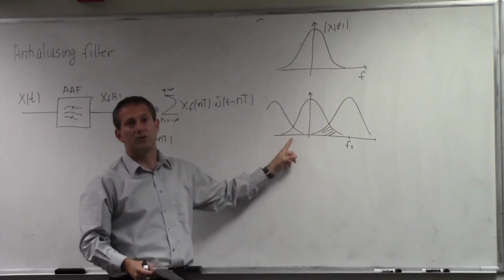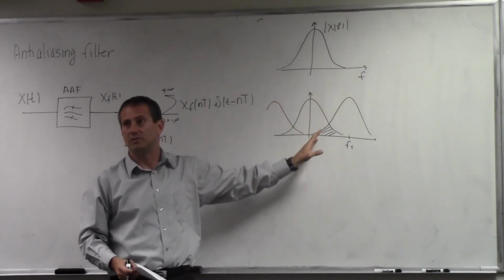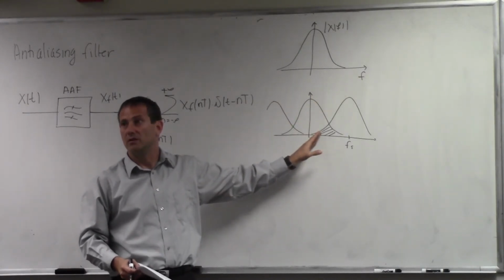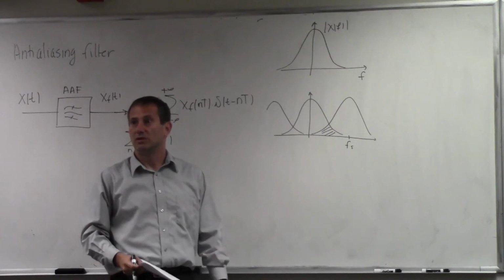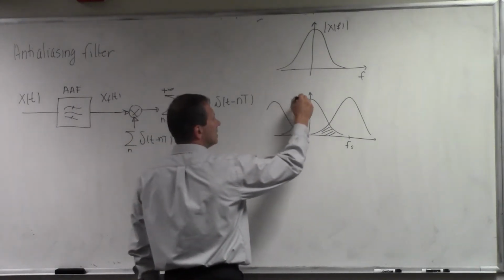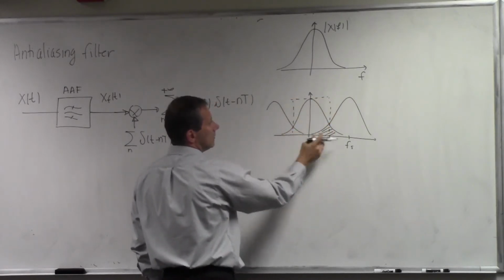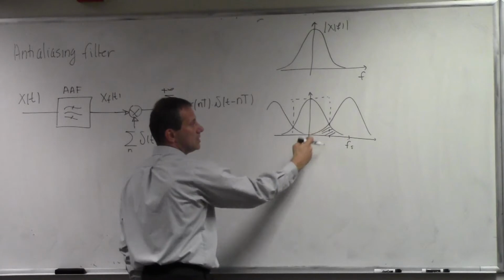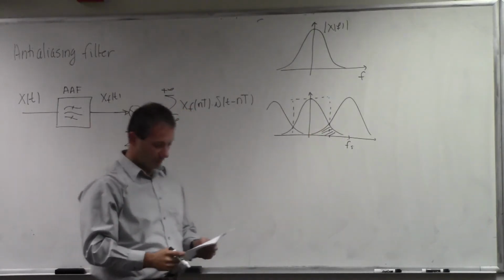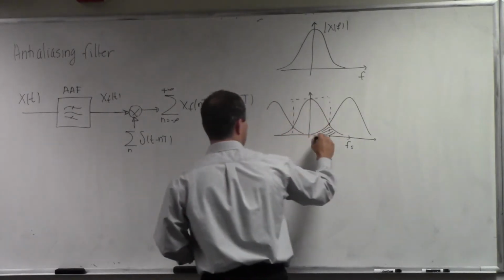And remember how we do the reconstruction process. We essentially filter out the baseband version of the signal, which is the same as convolution with the sinc in the time domain. But if I try to do this in this case, see what happens. You have part of this signal leaking into the spectrum of the original signal. This is what we call aliasing.